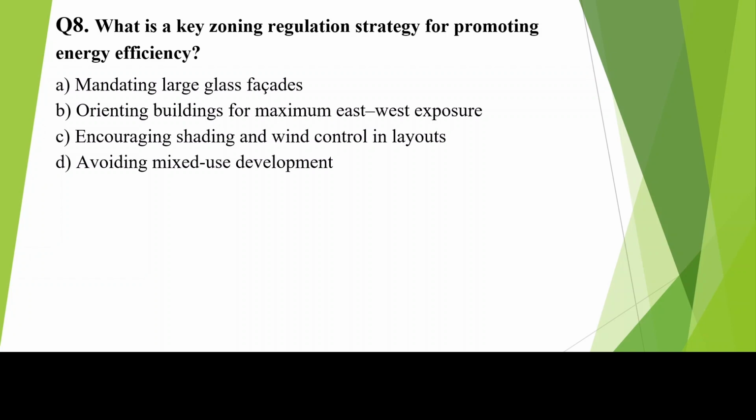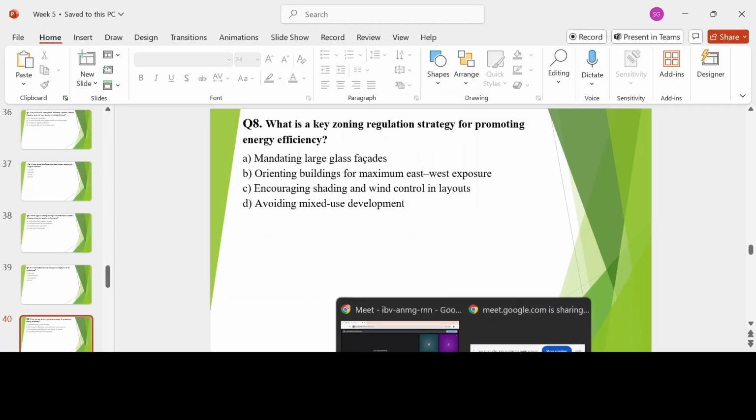So for that kind of requirement, encouraging shading and wind controls becomes very important as a key zoning regulation strategy. I hope it is clear to all of you. Can we move to the next question?